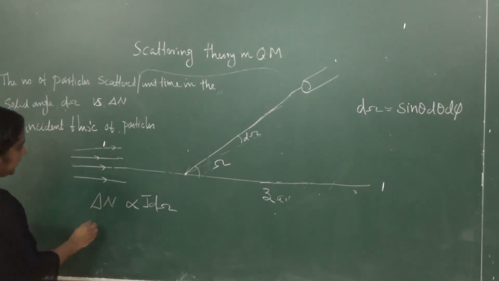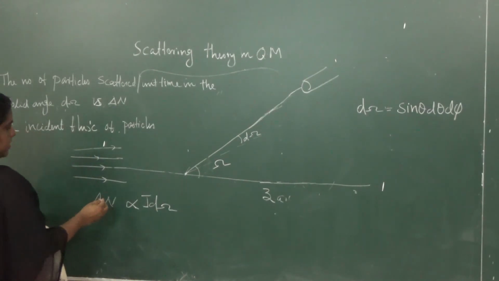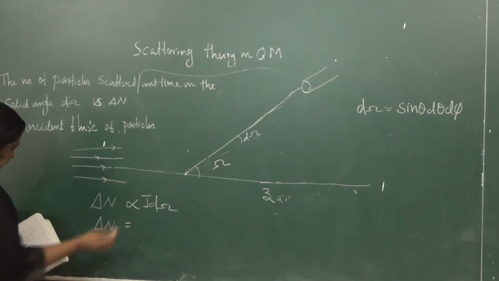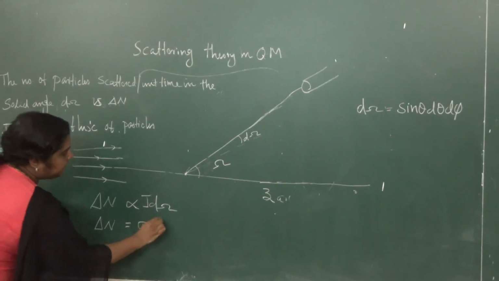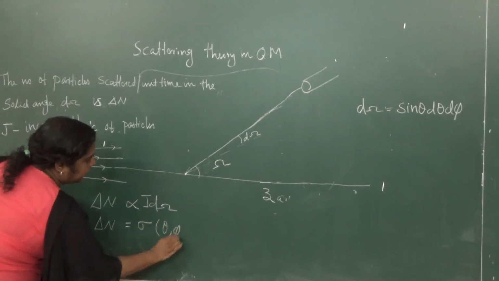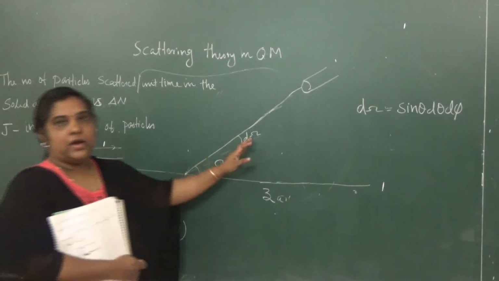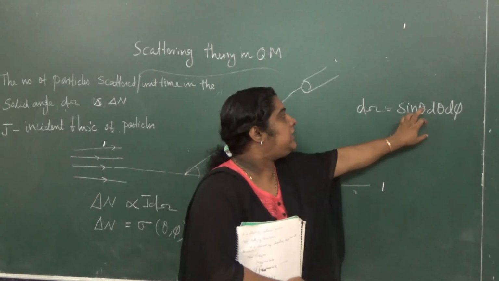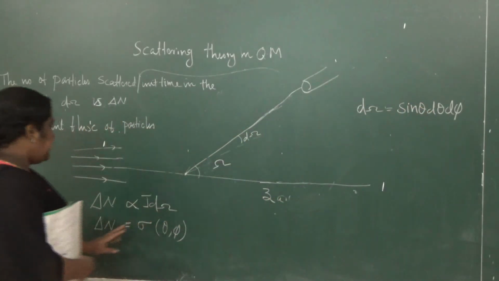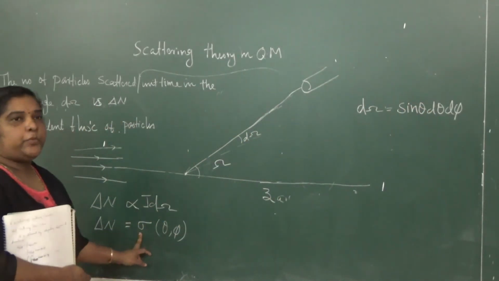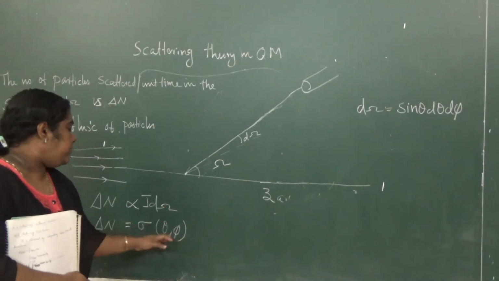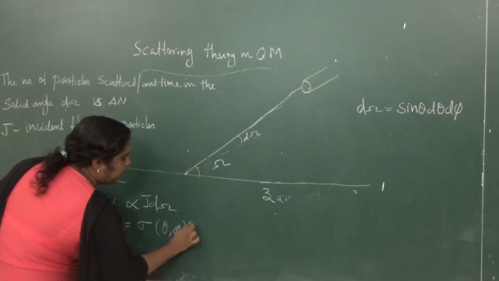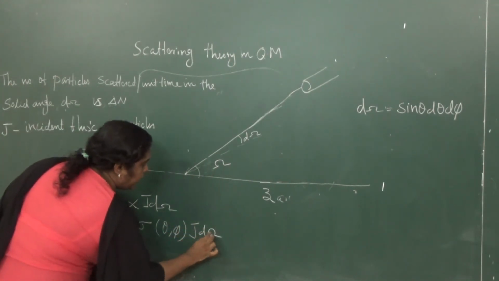Then I can write delta n is equal to some proportionality constant. Of course, it may depend on theta and phi, because we are changing omega for scanning the detectors. Since d omega depends on theta and phi, this proportionality constant is also a function of theta and phi. Then delta n equals sigma theta phi J d omega.